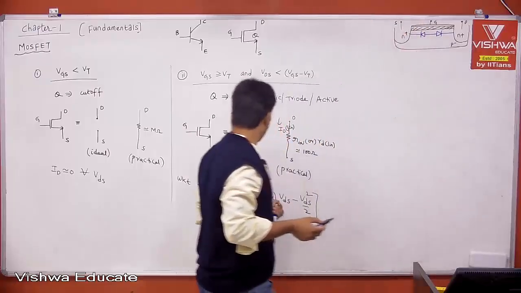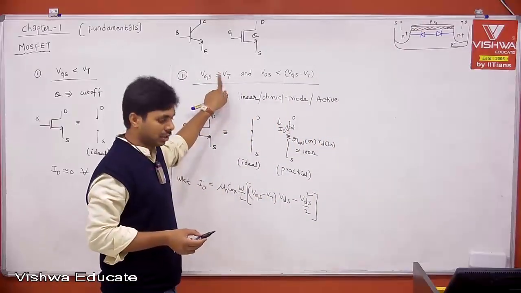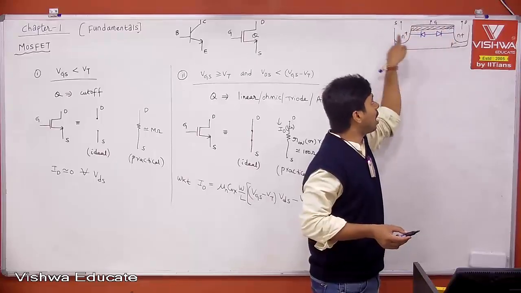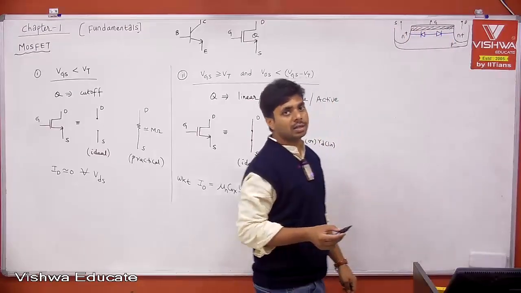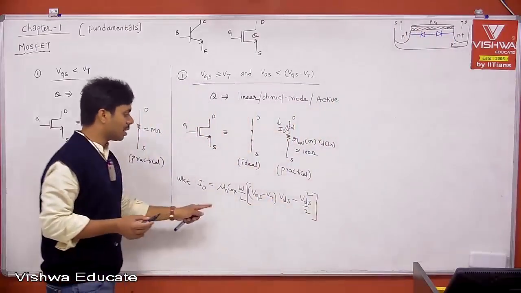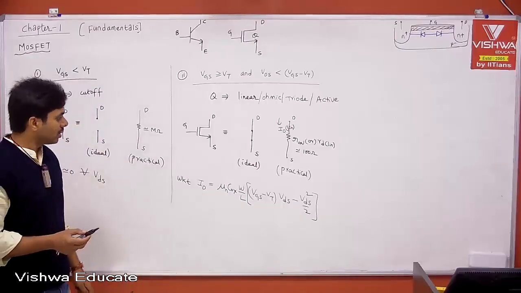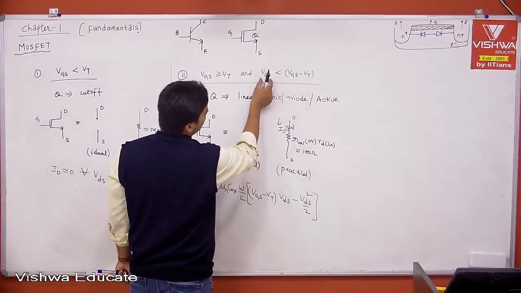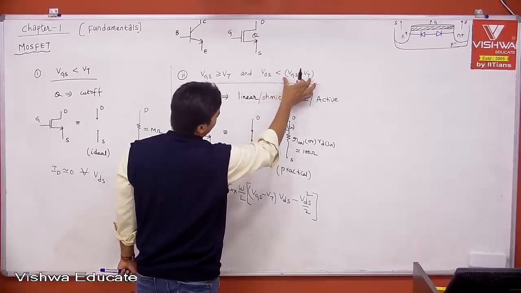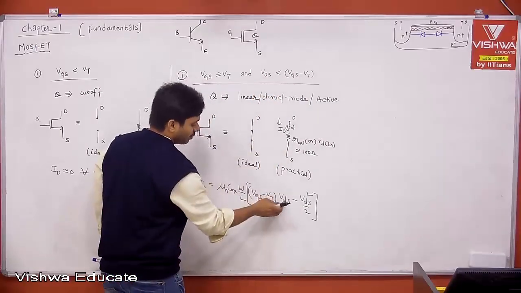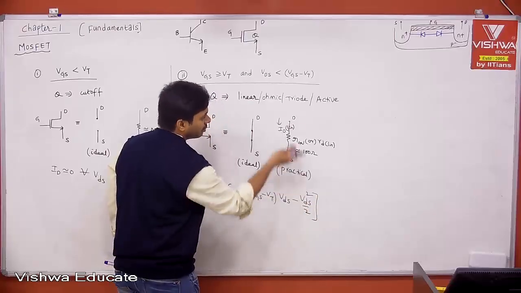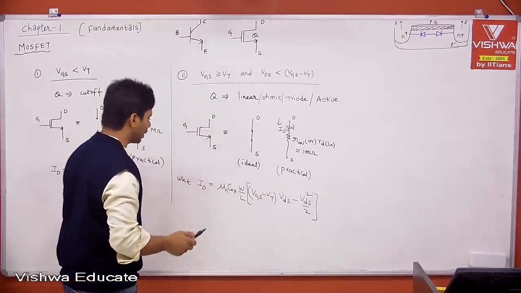Remember, this equation is true only when VGS is greater than or equal to VT. After channel formation, when you apply VDS, how is the current changing? The current is changing with respect to VDS, something like this, for a given VGS. Then we know that the linear region is nothing but what? VDS is a very small value, very much smaller than VGS minus VT. If VDS is very much smaller than VGS minus VT, I can neglect the second order term because VDS is very small, so VDS square you can neglect.